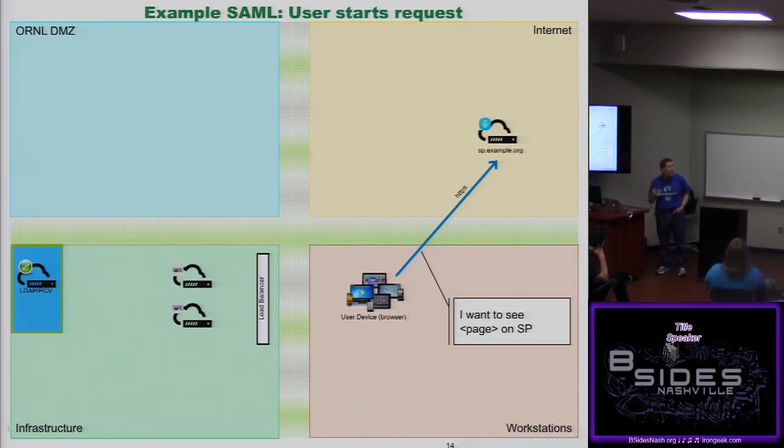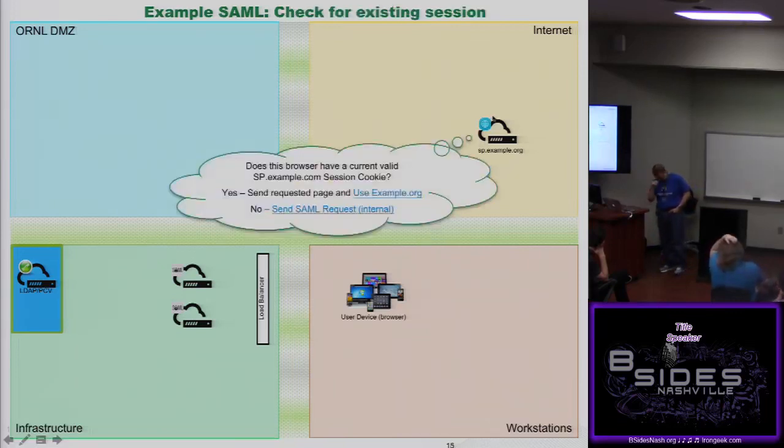So we start with a user. And in this case, I'm looking at a user who happens to be on our internal network. And I'll talk about some of this a little bit later. And that user talks out to the internet and says, I want to go to this particular page on you, Mr. Service Provider, or Ms. Service Provider.